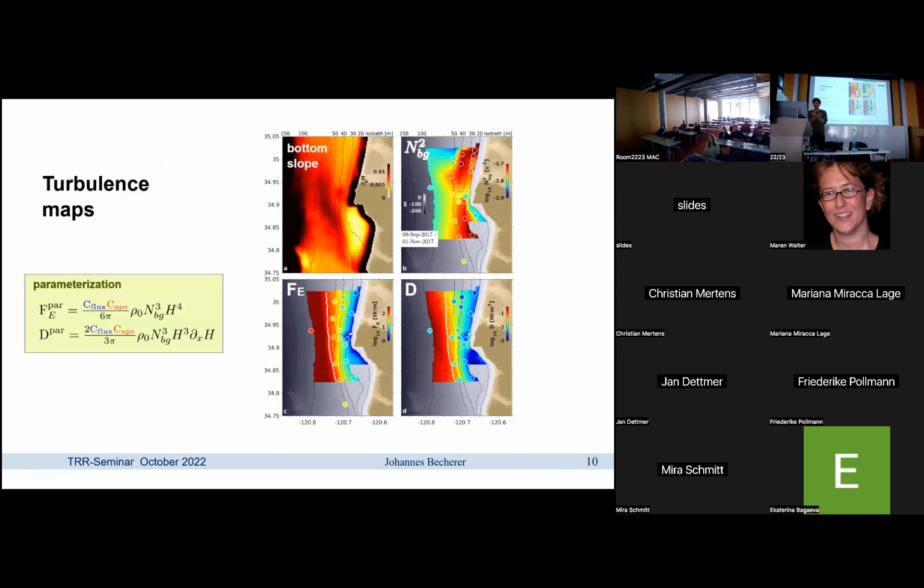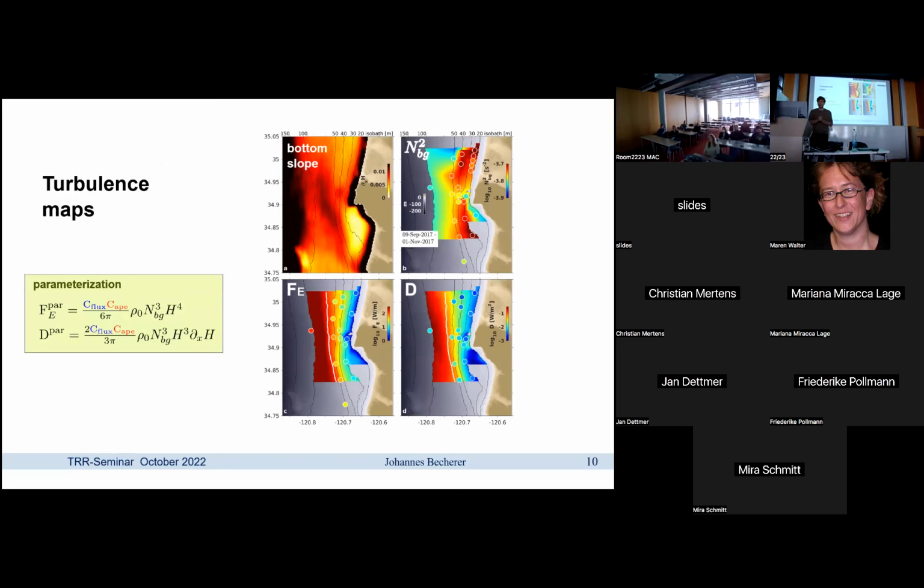So now, since we have this parameterization, what can we do with it? There are lots of different things. For instance, we can come up with whole maps of regions. Here, for our experiment, we only need the bathymetry, which you can easily get, and some background stratification measure. In this case I just interpolate between different moorings, but you could also use a single value or whatever you have at hand. You plug those into your parameterization and construct maps of, for instance, the energy flux of the internal tides, or its dissipation. That's what we see here.